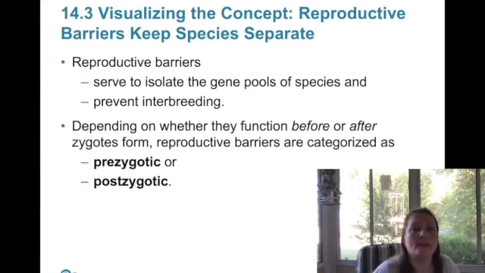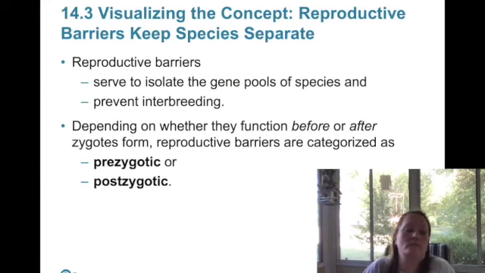So much fun. Now, we have the reproductive barriers. There's a couple of different types, and so we're going to talk about them. Reproductive barriers are there in order to isolate the gene pools of species and to prevent interbreeding. Because again, we don't want that gene pool to be too close. We don't want it to be where all of the horses are always reproducing with all of the donkeys, so we get a lot of mules, but then we run out of horses and donkeys. So that's where this comes into play.